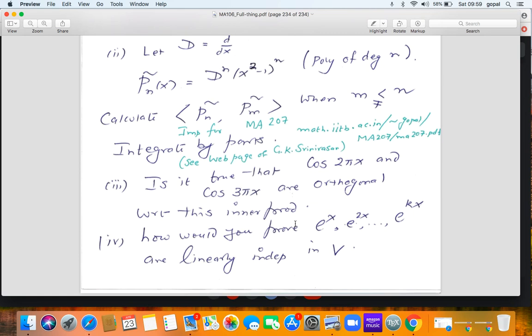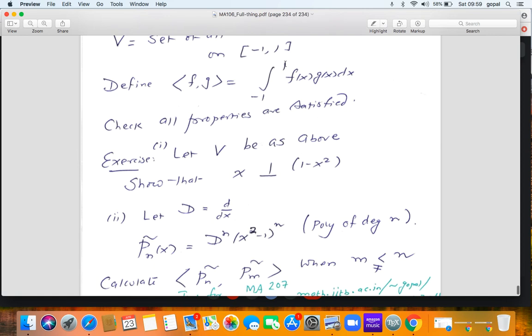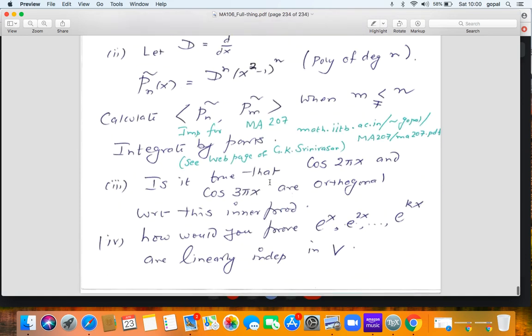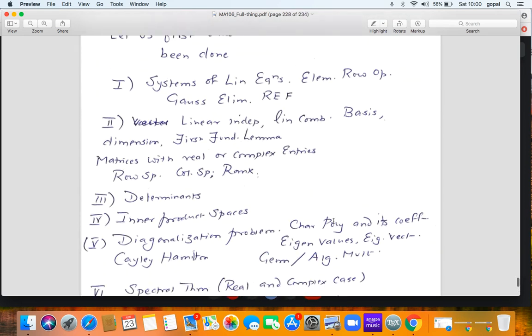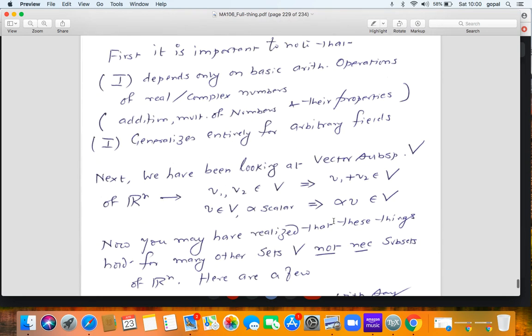So, third exercise: is it true that cos 2πx and cos 3πx are orthogonal with respect to this inner product? Suppose I integrate from minus 1 to 1, cos 2πx into cos 3πx dx. Please check whether you get 0 or not. So, are they orthogonal? How would you prove that e to the power x, e to the power 2x, e to the power kx are linearly independent vectors? As functions, if you think of the set of all functions from R to R, how do you prove that they are linearly independent? So this is the kind of question that you can think about when you want to go for abstract vector spaces.